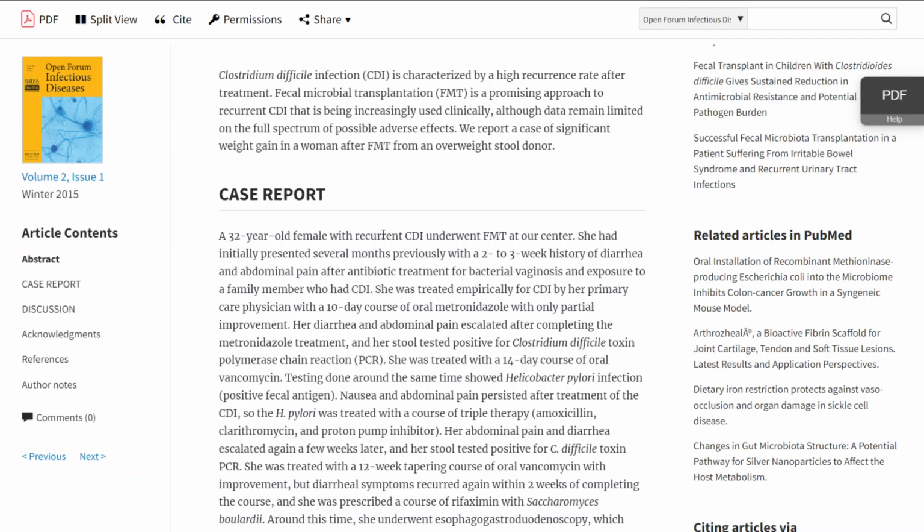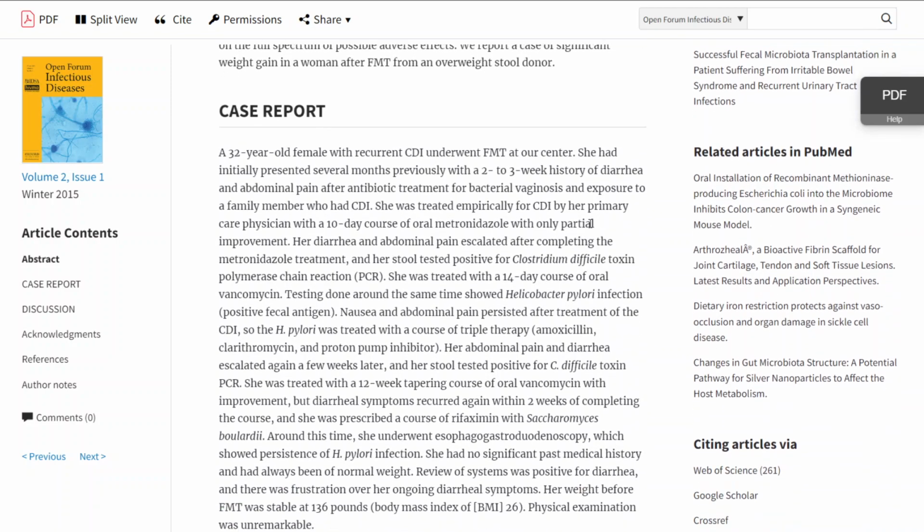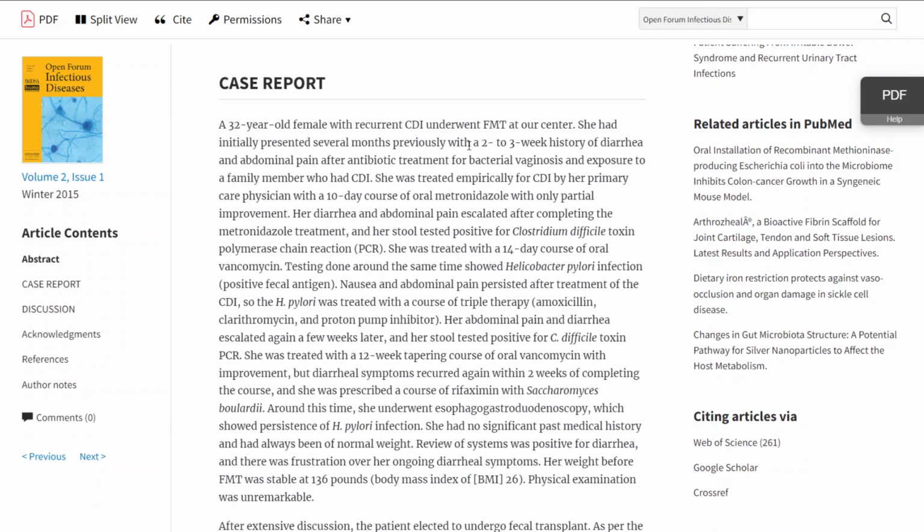A 32-year-old female with recurrent Clostridium difficile infection underwent FMT at our center. She had initially presented 7 months previously with a 2-3 week history of diarrhea and abdominal pain after antibiotic treatment for bacterial vaginosis. So basically, she had bacterial vaginosis, her doctor gave her antibiotics, and she was also exposed to a family member who'd had CDI, so she came into contact. Then she got colonized with this C. difficile bacteria, and started having really bad diarrhea from that.